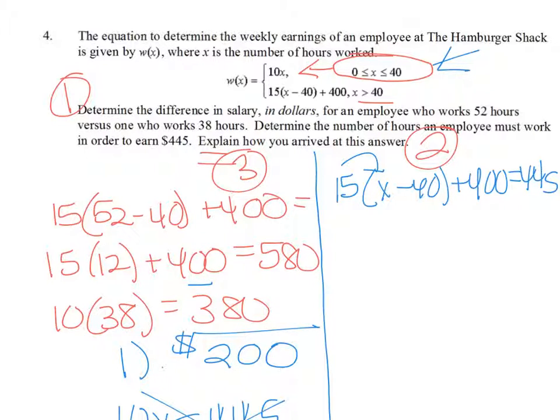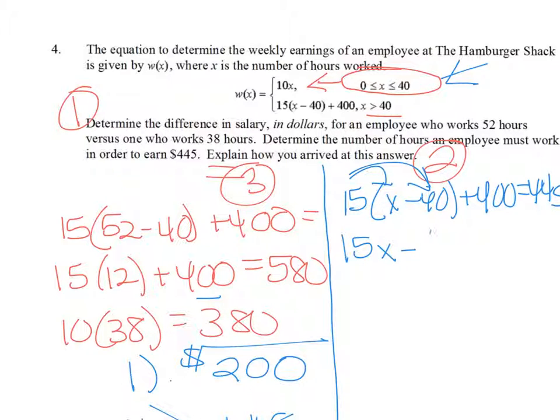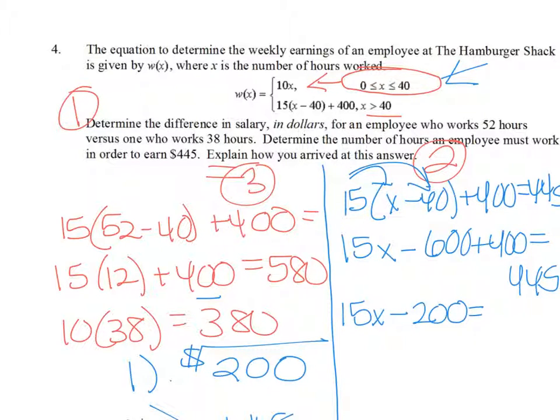So you're going to distribute as the first step: 15 times x, and 15 times the negative 40 is negative 600, plus 400 equal to 445. 15x plus the sum of negative 600 and 400, which is negative 200, is equal to 445. Add the 200 to both sides, thus solving for x.